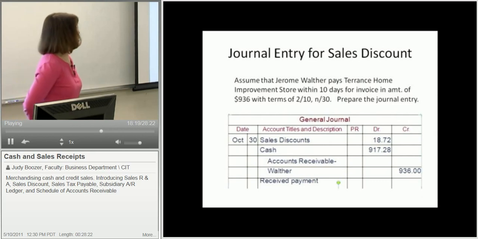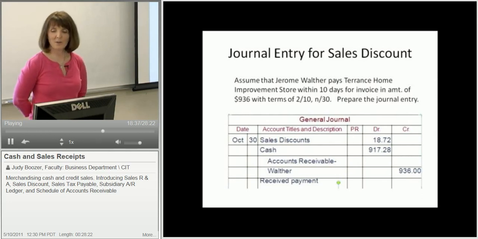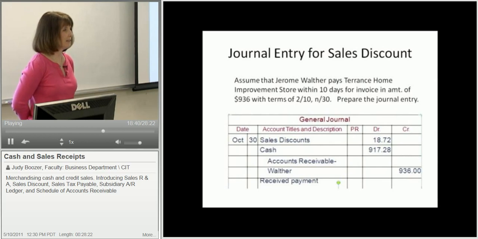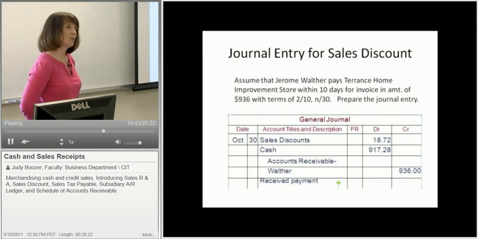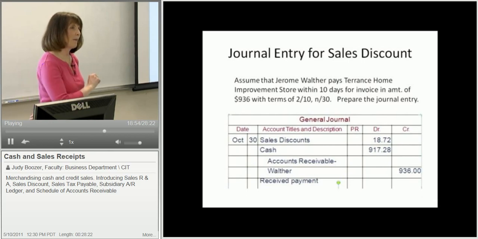So the debit goes to sales discount for $18.72, or 2% of the invoice amount. And then we're going to also get cash from them, correct? For the difference between the invoice amount and the discount, or the amount of $917.28. And then accounts receivable and the customer's name in the subsidiary ledger get credited for the full amount of the invoice because we want to wipe out their balance. So $936.